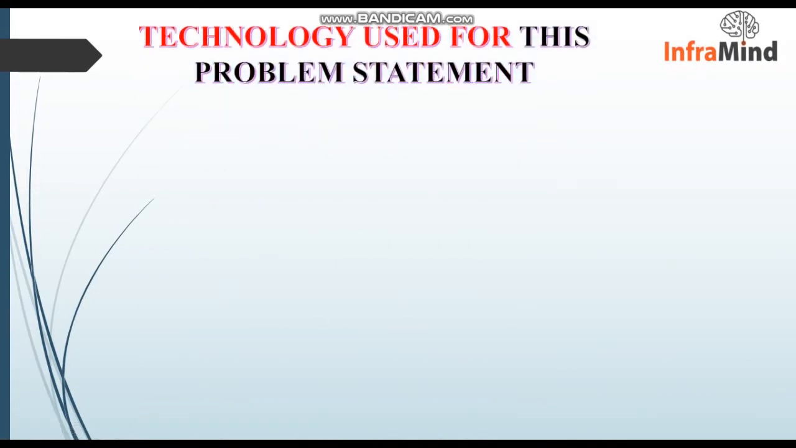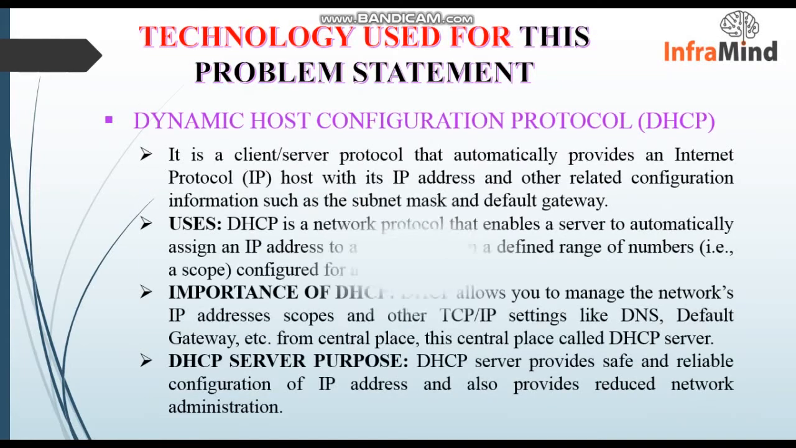The technology we used for this problem is Dynamic Host Configuration Protocol. DHCP provides an automated way to distribute and update IP addresses and other configuration information on a network. DHCP allows you to manage the network's IP addresses, scopes, and other TCP/IP settings like DNS, default gateway, etc. from a central place. This central place is called the DHCP server.